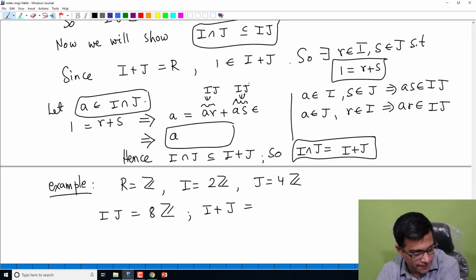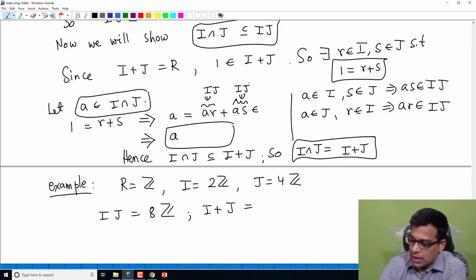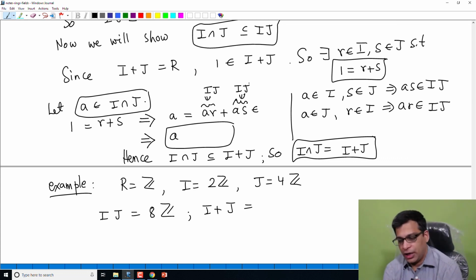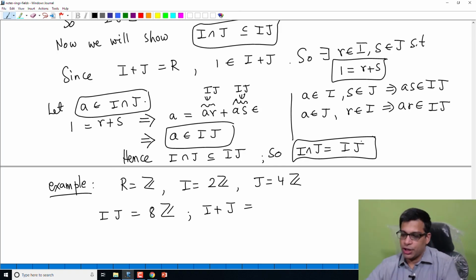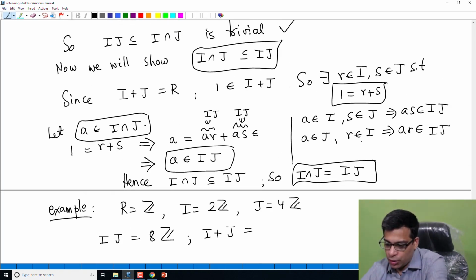So A is contained in I, A is contained in J, whereas R is contained in I, so AR is contained in IJ. It is a product of something in I, something in J. Similarly, AS is also a product of something in I, something in J. So AS is contained in IJ. So A is equal to AR plus AS. It is something in IJ plus something in IJ. That means A is in IJ. So what we have shown is that I intersection J is contained in IJ, and hence I intersection J is equal to IJ.